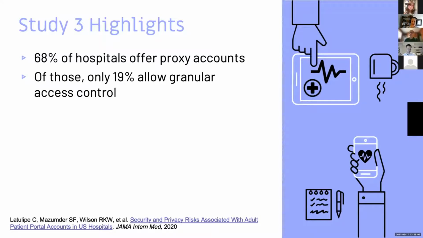So of these 68% of the hospitals that offered proxy accounts, only 19% of them allowed any kind of access control. So allowed people to say, well, I only want my close other proxy to be able to schedule appointments and renew my prescriptions. I don't want them to be able to message the doctor, right? So you can imagine lots of different scenarios where different types of functionality and information is desired as visible and accessible and others not. But most hospitals are not offering any kind of control. If a proxy is given access, they see and can do everything. So that's quite problematic.